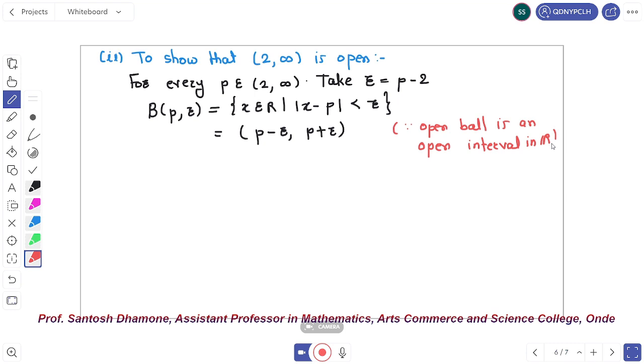Second example. X is equal to R2, and capital F is a subset of X equal to R2, so that F is closed.